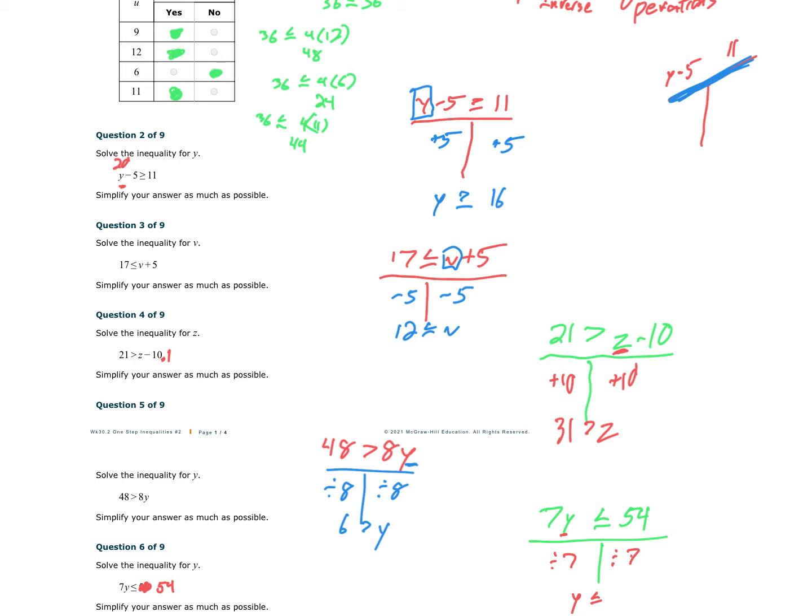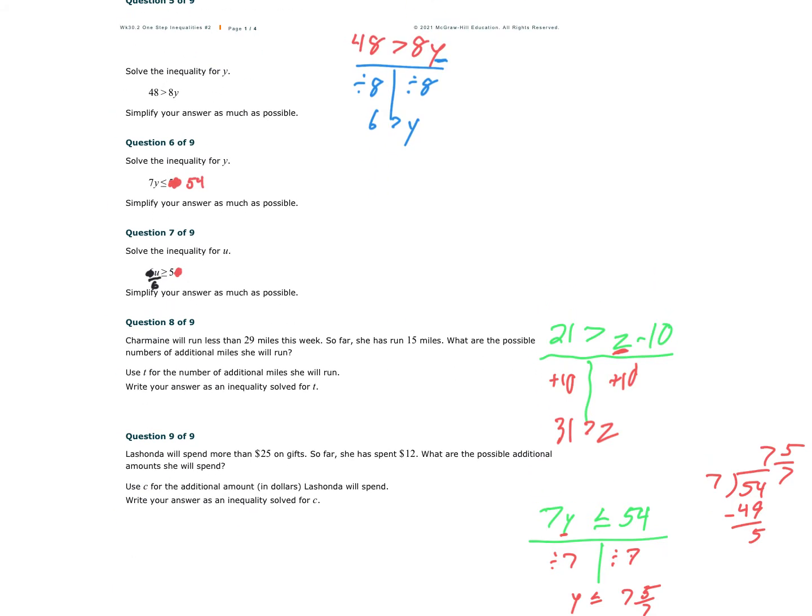So 7 goes into 54 7 times with a remainder of 5. I'm going to leave it as a decimal or as a fraction then. 7 with a remainder of 5 out of 7. 7 and 5 sevenths. y is less than or equal to 7 and 5 sevenths.